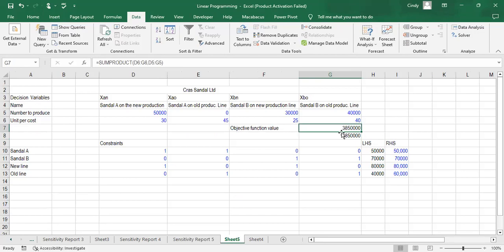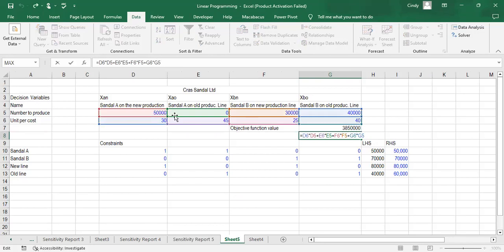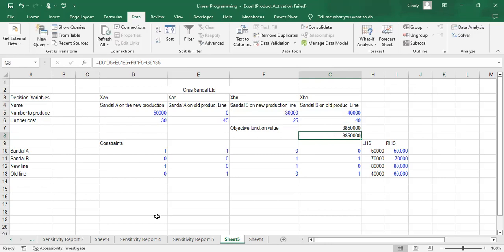So all you do to find it is you multiply this 30 by this 50, plus this 30 by this 50, plus this 25 by this, plus this by this. Then you get your objective function value, or total cost in this case.